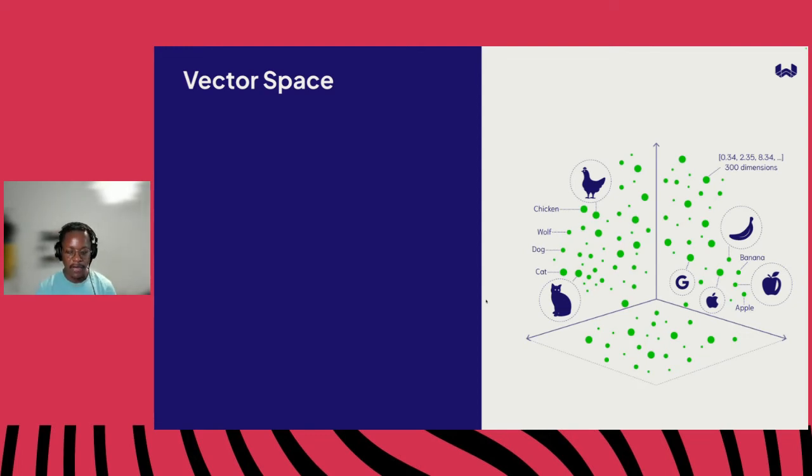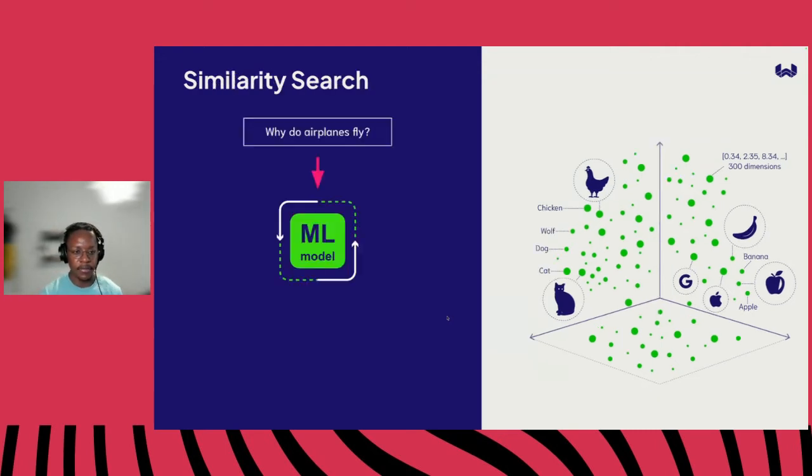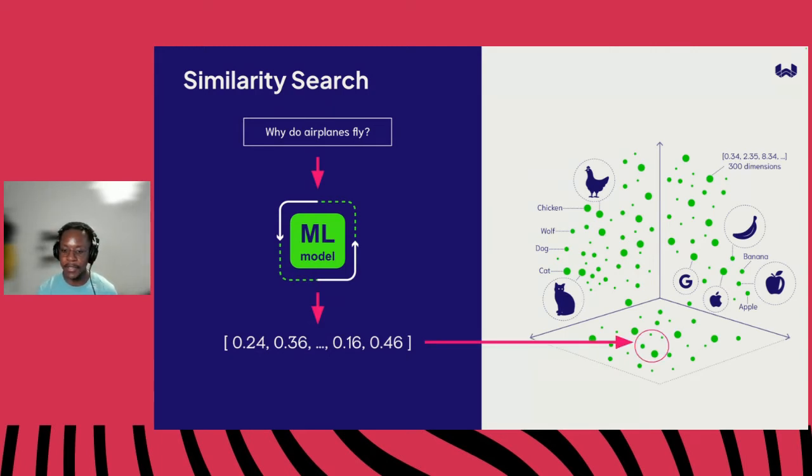And so we have our data, we create the vector embeddings, we have these embeddings in our vector space, and then we can actually make queries. For example, behind the scenes of a similarity search, when we say, why do airplanes fly, that text query gets passed into our machine learning model, and then we create vector embeddings for that search term. We then get these vector embeddings that represent the search term we created, why do airplanes fly, and have that in our vector space.